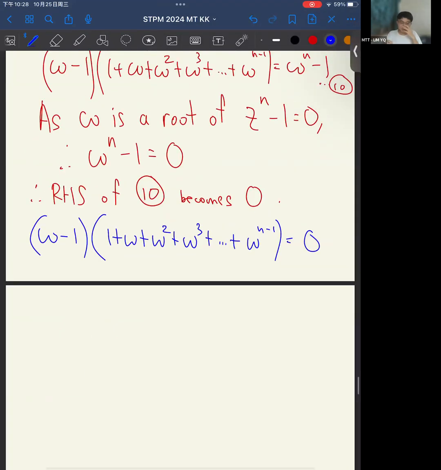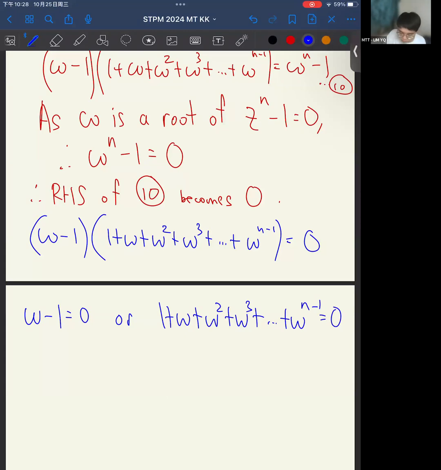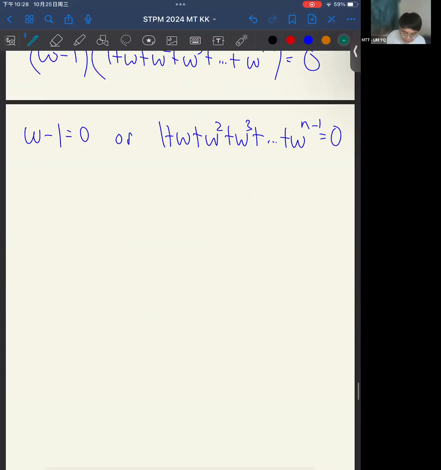Still remember the quadratic equation? When you have a multiplied by b equal to 0, you must have a equal to 0 or b equal to 0, right? Here, W minus 1 equal to 0 or this one equal to 0. Two possibilities only. I know this one is a bit difficult, so I will give you the full solution. It is something like this.